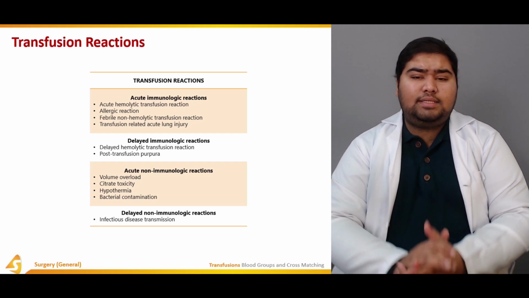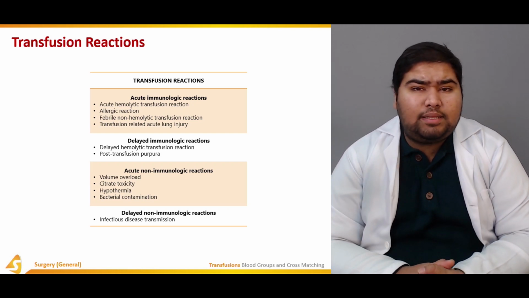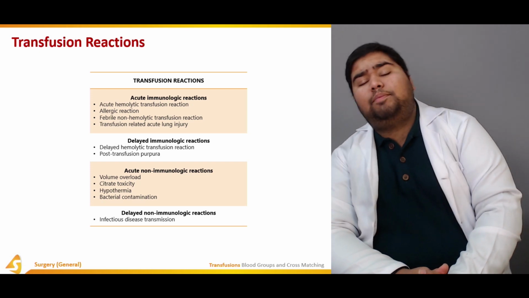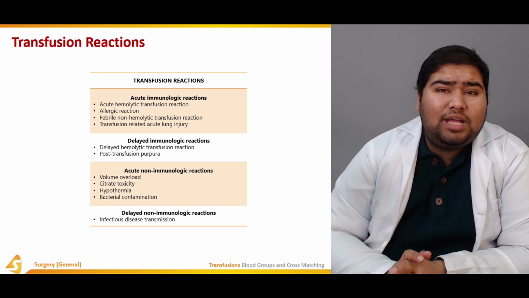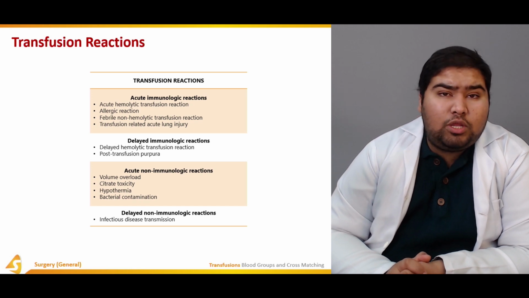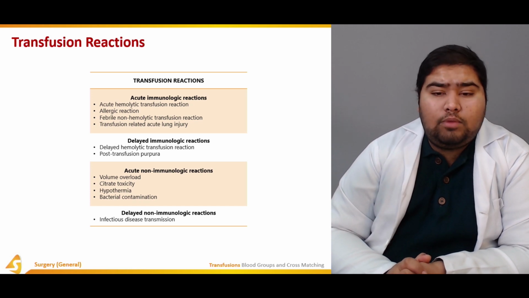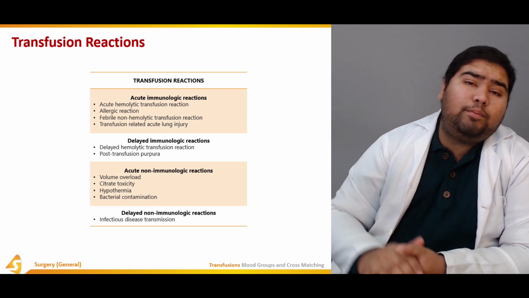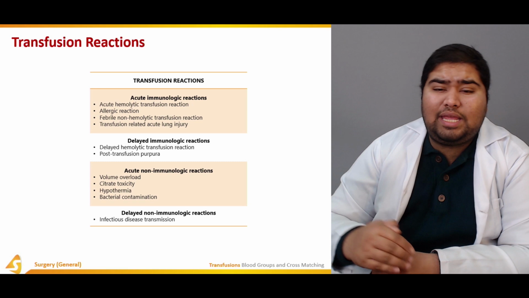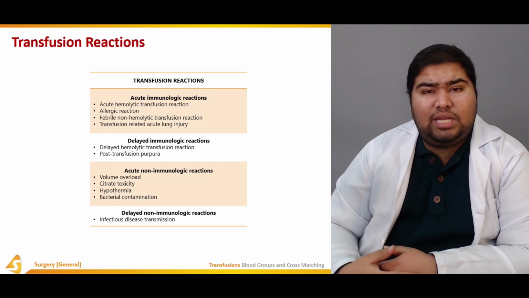Now, this diagram summarizes this flowgram. It summarizes the types of transfusion reactions. There are two types: the immunological and the non-immunological transfusion reactions. Now both of these types can either be acute or delayed.